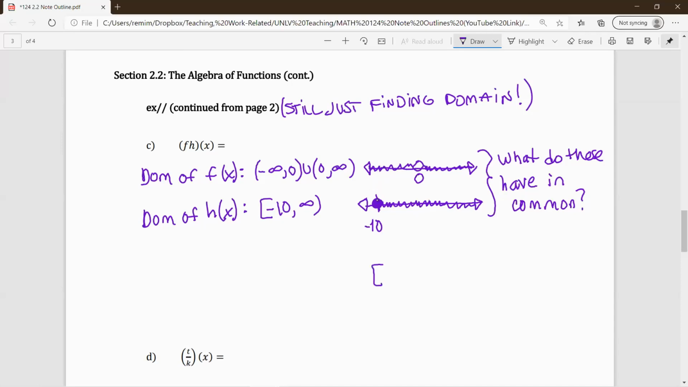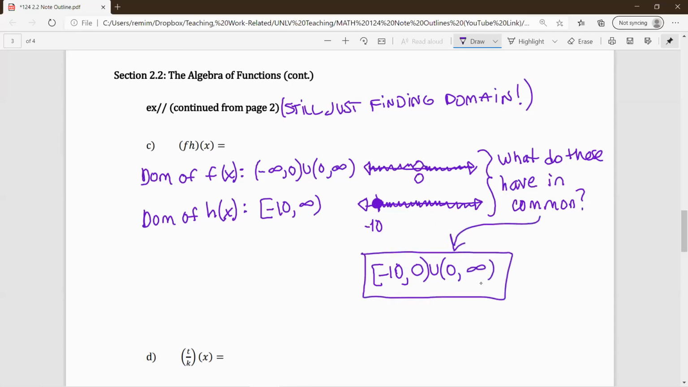So we'll start at negative 10, comma, up to where? So keep going from negative 10. They both have this part shaded, they both have this part shaded, but then once we hit 0, this has 0 open and this part has 0 closed. So they do not have 0 in common. So we're going to skip over 0. And then from 0 on to the right, forever, they're both shaded. So they're both shaded from 0, comma, up to infinity. That's what they have in common, and that is our answer for the domain of f times h of x.